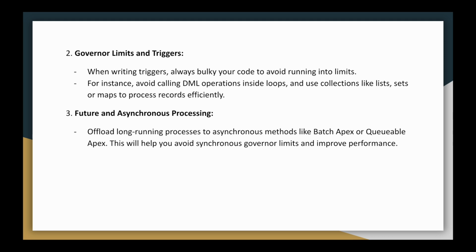Then we have future and asynchronous processing. Offload long running processes to asynchronous methods like batch Apex or queueable Apex. It will help us avoid synchronous governor limits and improve performance.